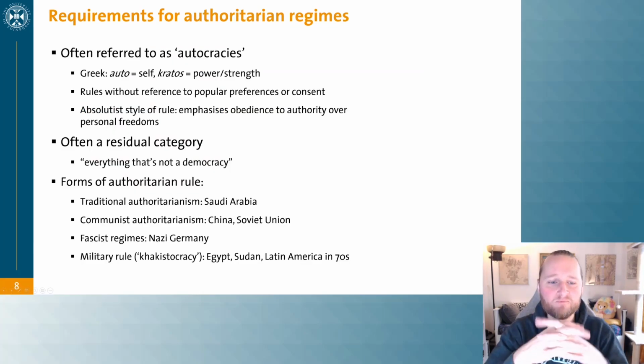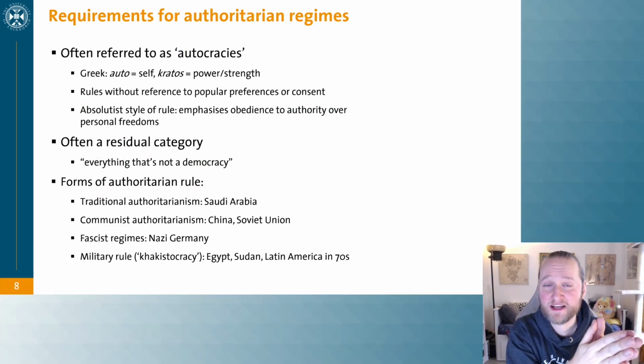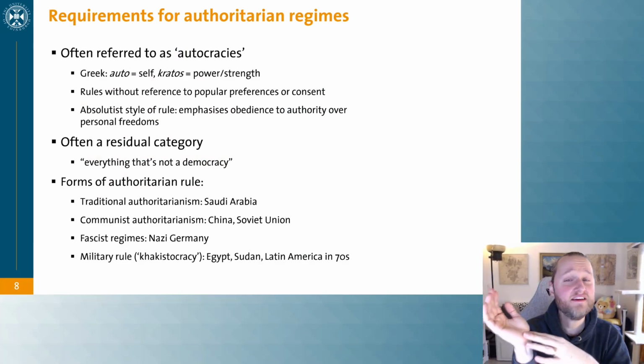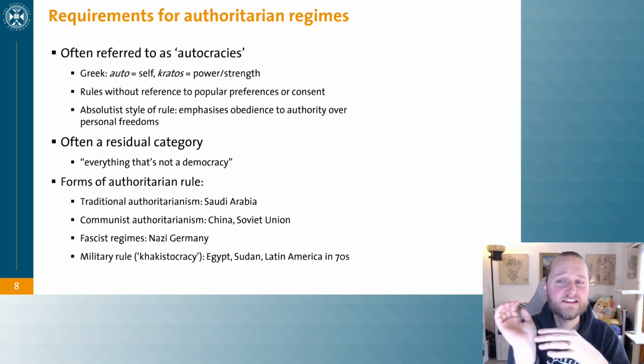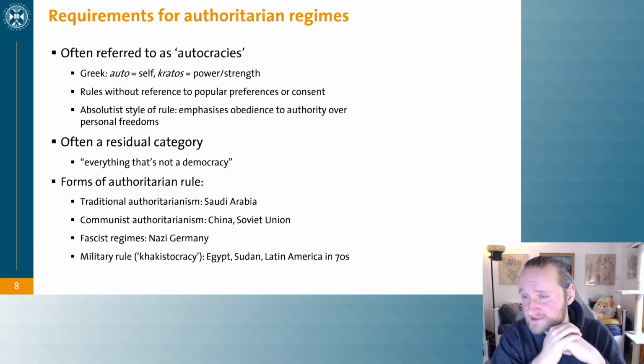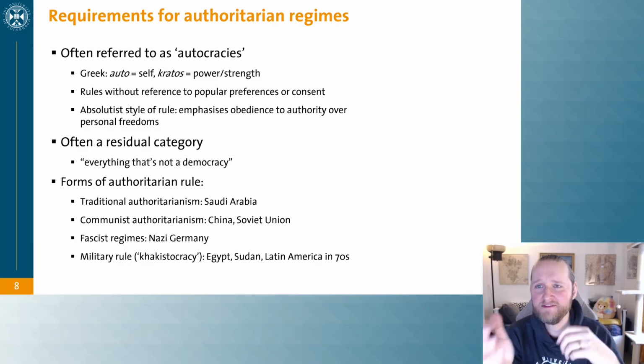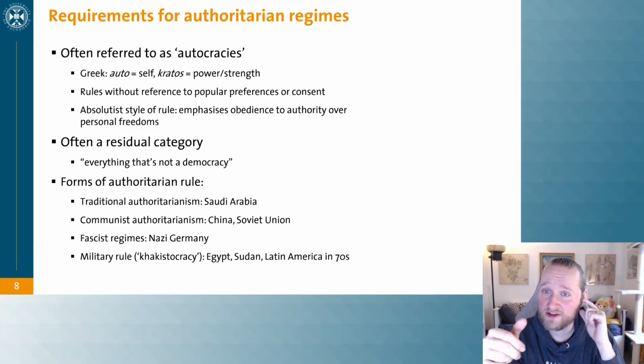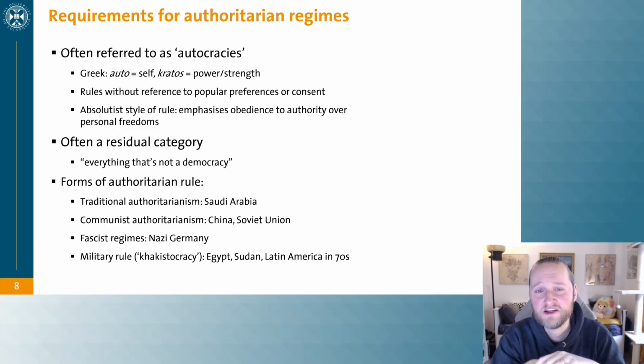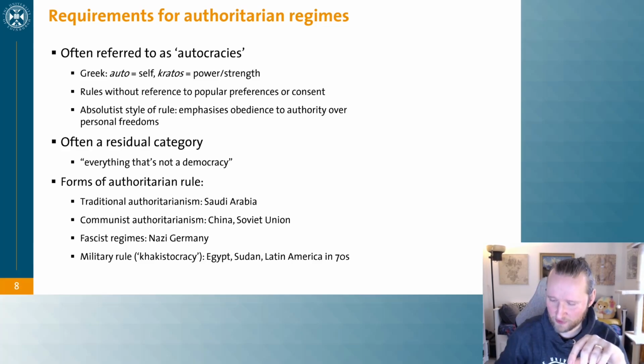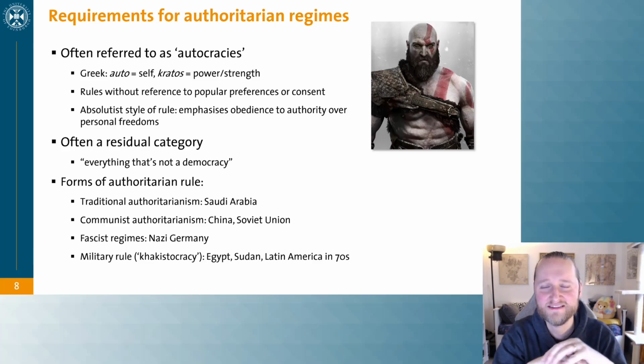So now that's the one side of the spectrum, democracies. Let's look at the other side of the spectrum. Let's look at authoritarian regimes. Now, why are we calling this the other side of the spectrum? Well, oftentimes authoritarian regimes are called autocracies. That comes from the Greek auto, self, and kratos, meaning power and strength. Yeah, just like Kratos in the God of War games. I didn't know that, now you do.